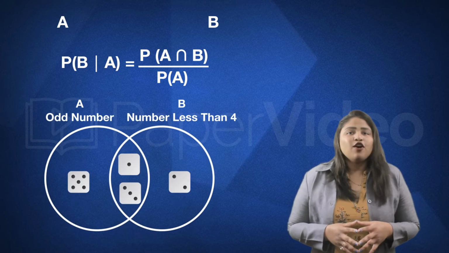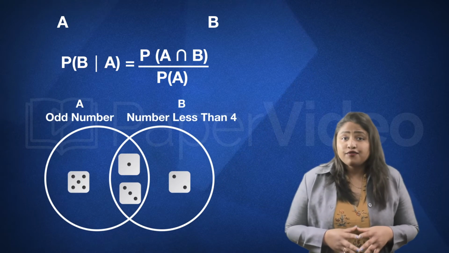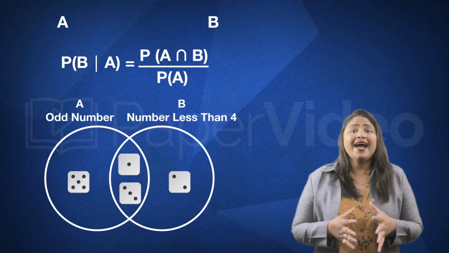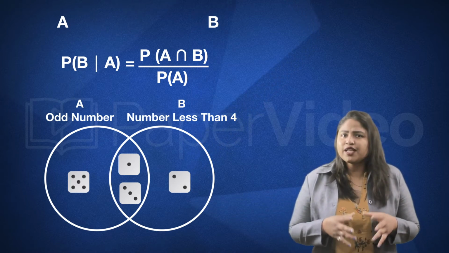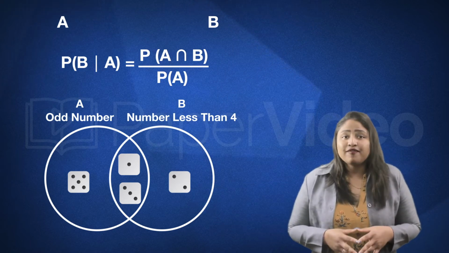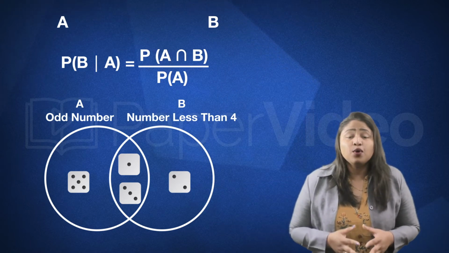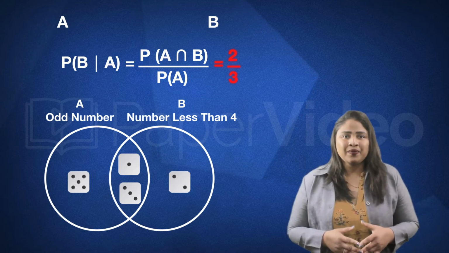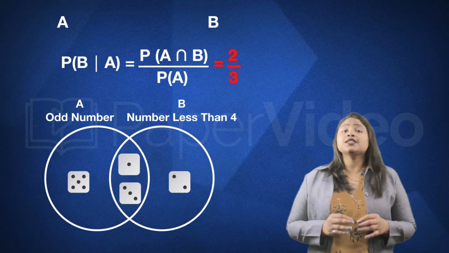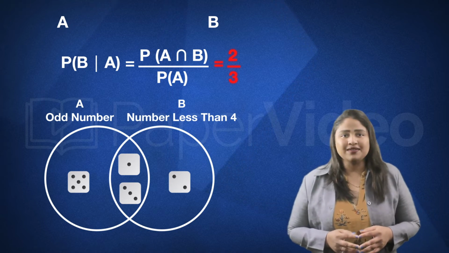So the probability of getting an odd number less than 4 will be the probability of getting a number which is both odd and less than 4 divided by the probability of getting an odd number. Therefore, the probability of getting an odd number less than 4 is 2 upon 3. So this is known as conditional probability. Let us now discuss some properties of conditional probability.